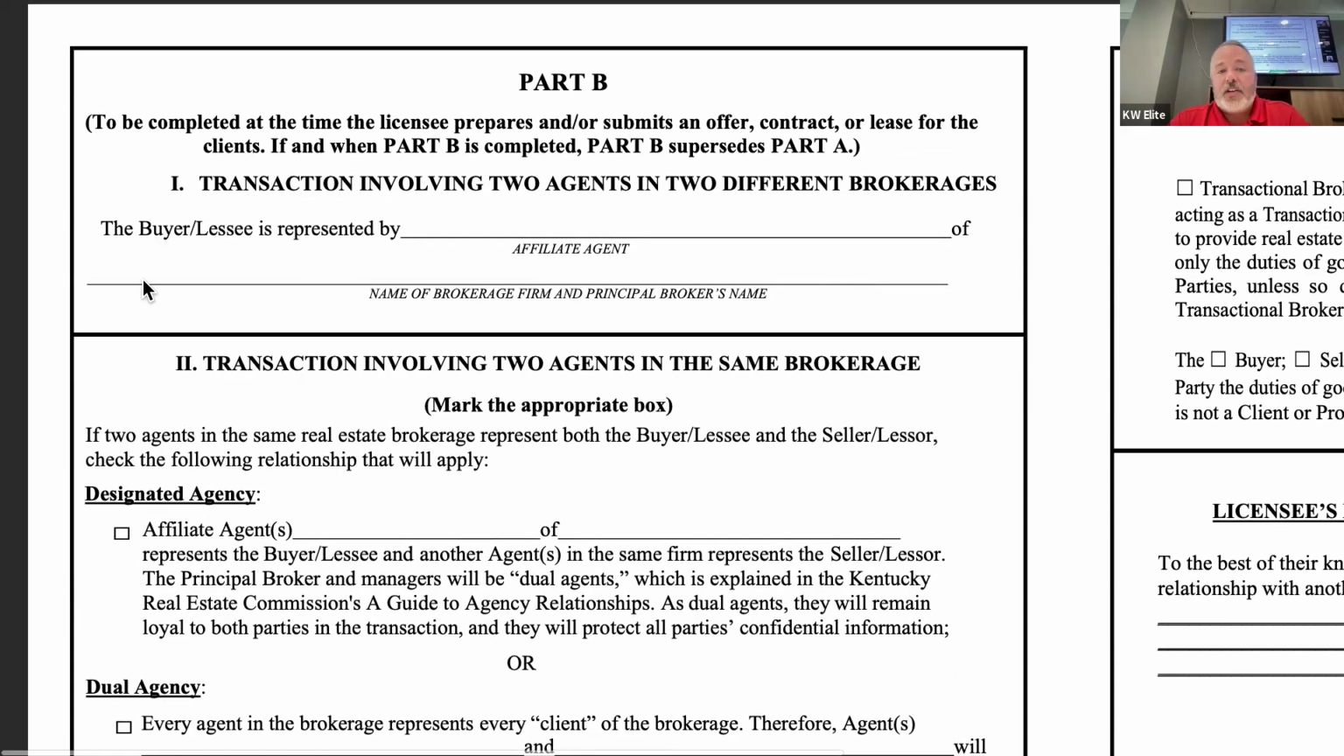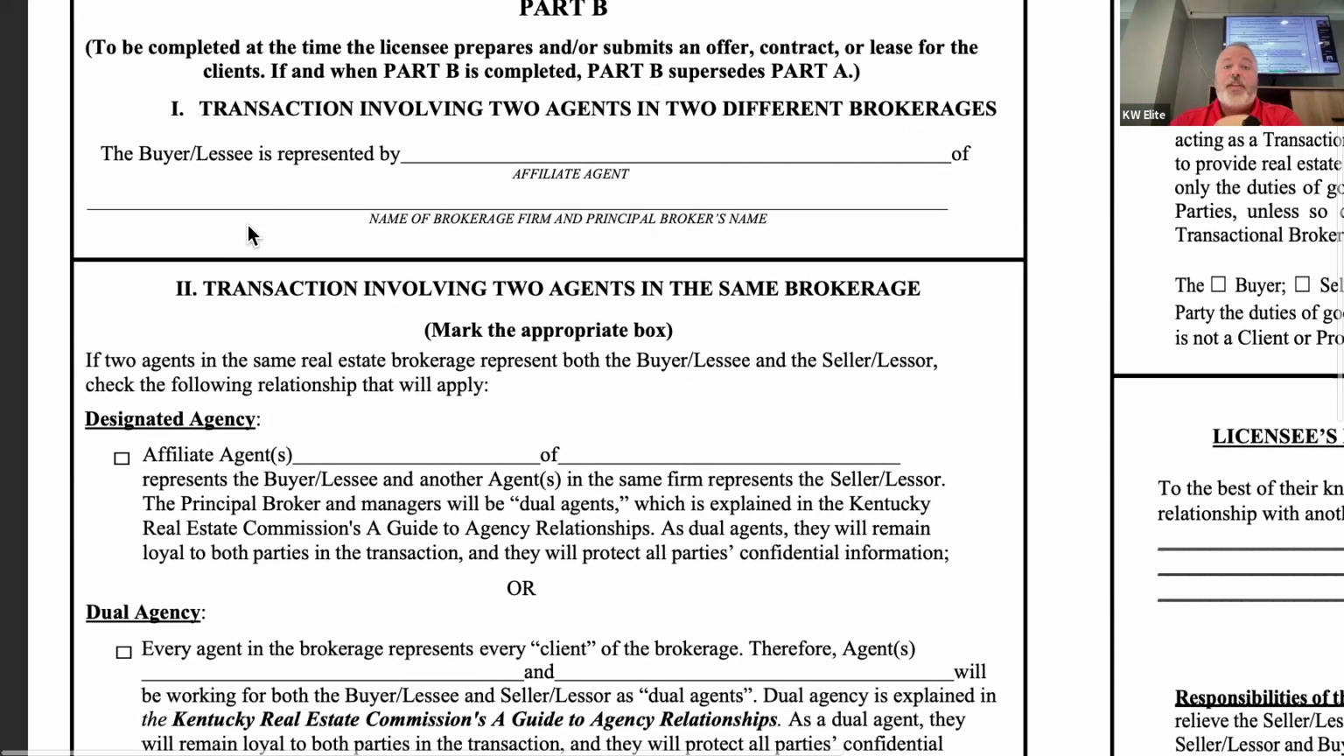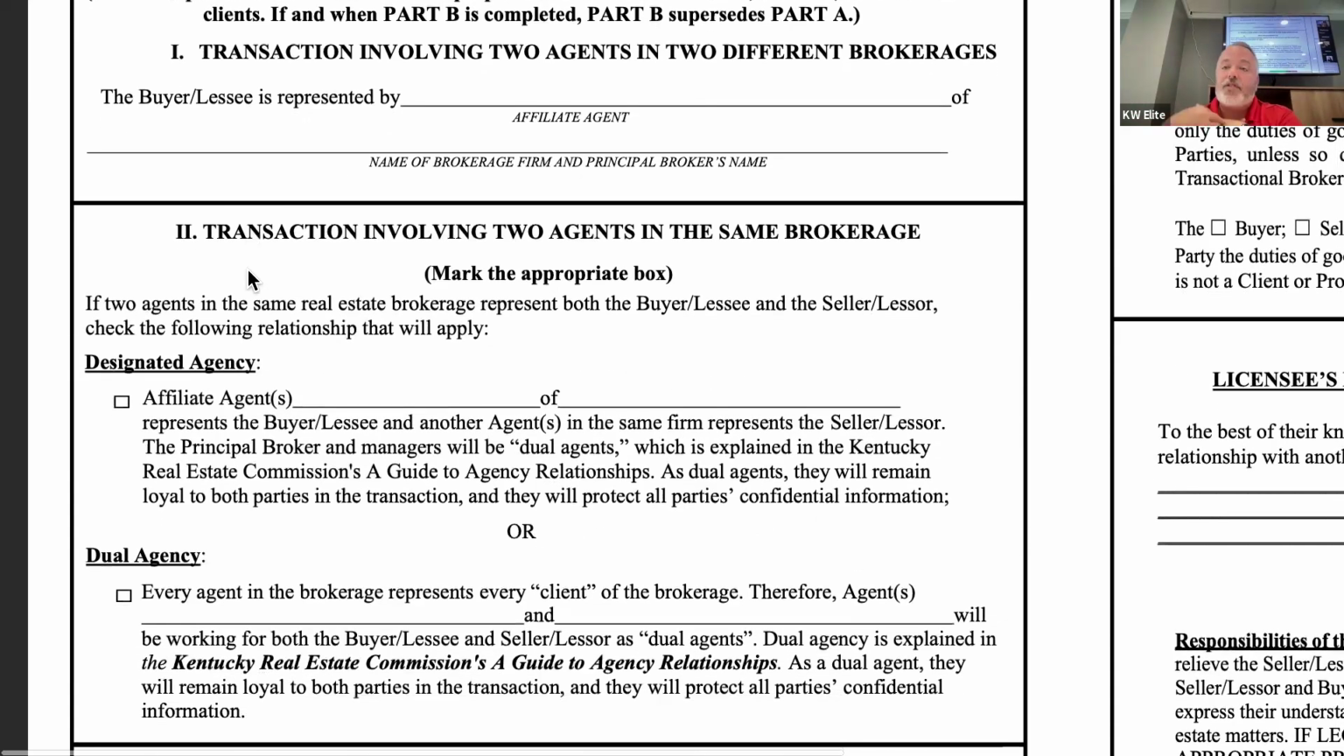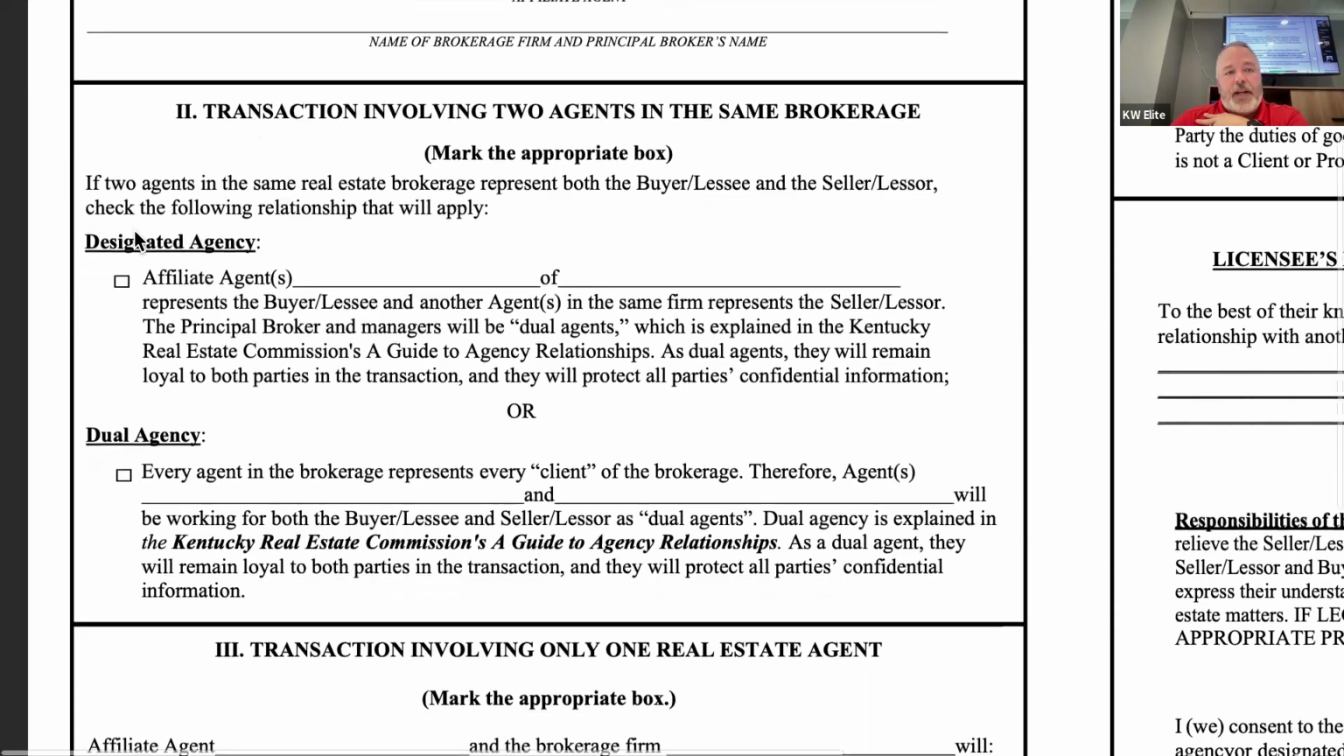Then you got to tell them what type of agency is this? So the first one, sorry, I should have backed up, got ahead of myself a little bit. The first part is two different agents at two different brokerages. So I'm representing a buyer and agent Jane Doe at XYZ Realty is representing the seller. We fill out part one. If I'm representing both the buyer and the seller, so I have dual agency, then we fill out part two. So again, we don't do designated agency. You'll never fill that section out.